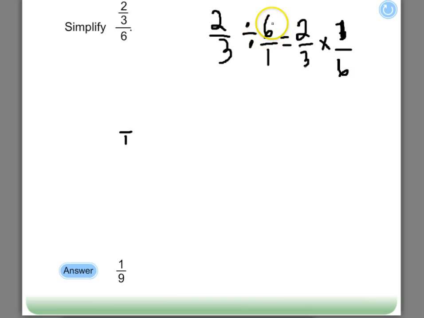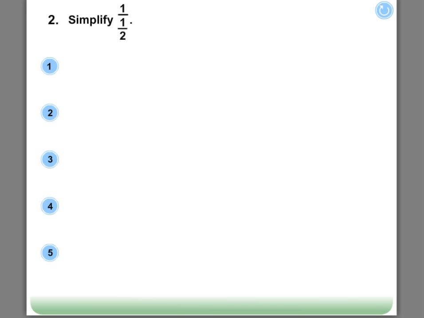Now this is where you need to remember KCF: keep, change, flip. So now these can actually be simplified. 2 will cancel and 6 will become a 3. We've done these several times, and the final answer will be 1/9. Alright, so here is another one.